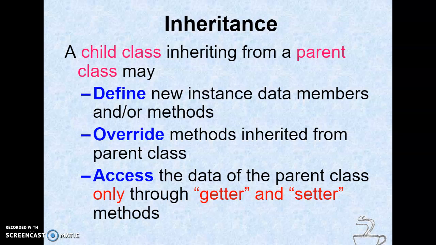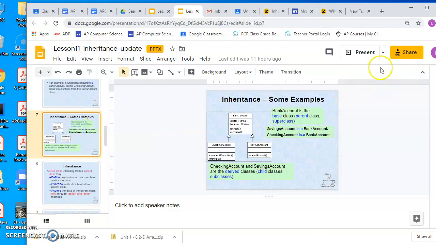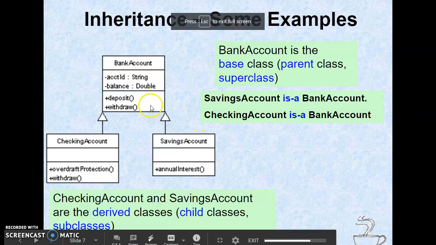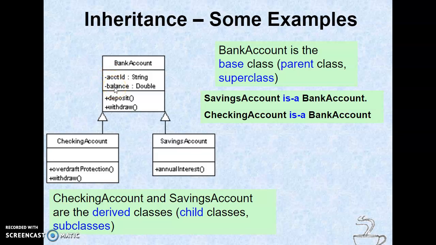So, for example, if I made these things protected, instead of private string account ID, maybe I'd say protected string account ID. Well, then I could use it within my checking account. But if they're private, I do have to use getter or setter methods.